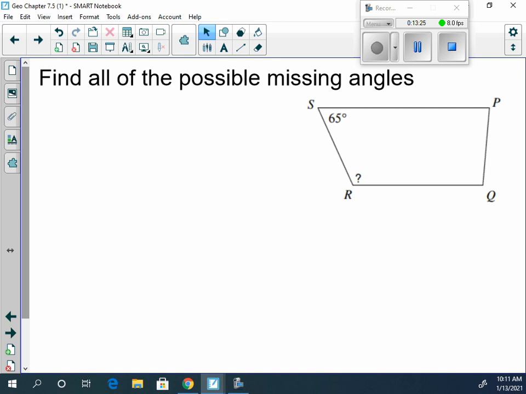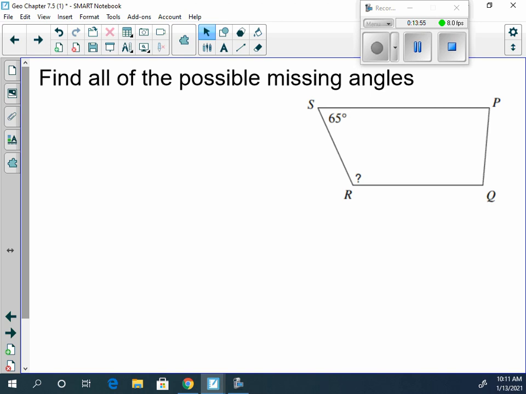Now let's look at this one here. Looking at this, are there any angles? Find all the possible missing angles. Are there any angles that we know for sure? Well, we know S is 65, yes? What about P? Because the base angles are congruent if what? If it's an isosceles trapezoid.